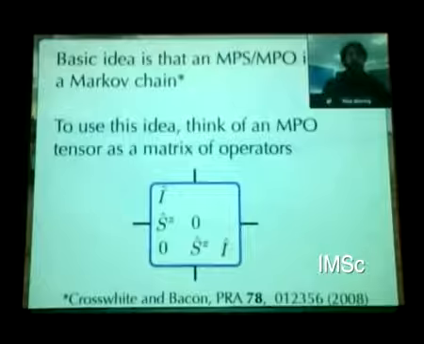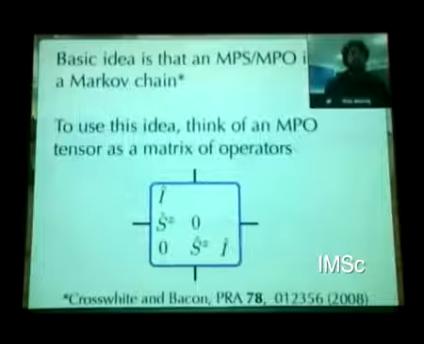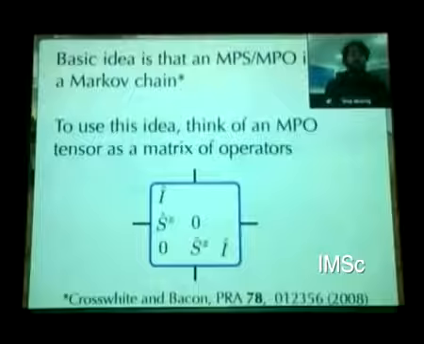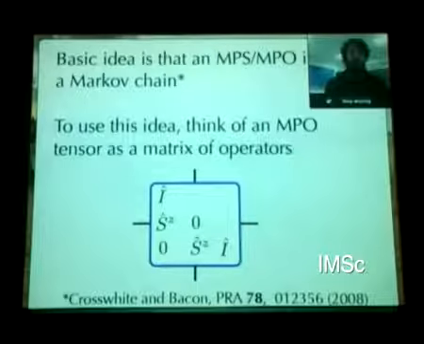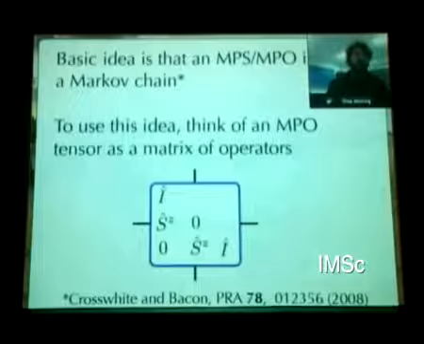But actually, I wanted to spend most of the time talking about how you can construct these Hamiltonians, thinking of the case of 1D Hamiltonians, but you can also do this for 2D Hamiltonians. The basic idea is that you want to look internally at the structure of one of these matrix product operators. And the thing we're going to exploit is that you can think of a matrix product operator as actually a Markov chain, which I don't have too much time to get into, but we'll see some of it. This is explained in a paper by Crosswhite and Bacon, 2008. We'll see what this means in some examples in a minute.